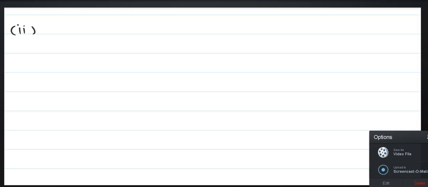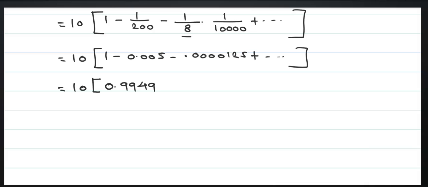Now the next is, you can see the answer again. Now see this here. This is the answer to 4 decimal places.